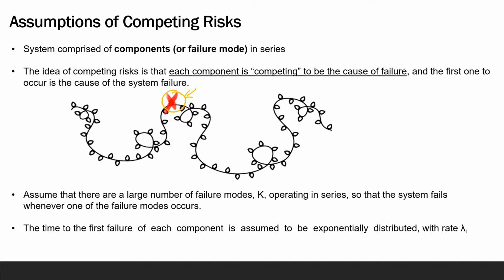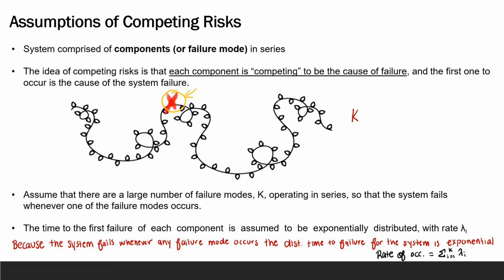Within this framework, the reliability of each failure mode is modeled. The models assume that there are a large number of failure modes, K, so we have K lights on this string, that are operating in series so that the system fails whenever one of the failure modes occurs. The time to the first failure of each component, or each light bulb, is assumed to be exponentially distributed with rate lambda sub i.